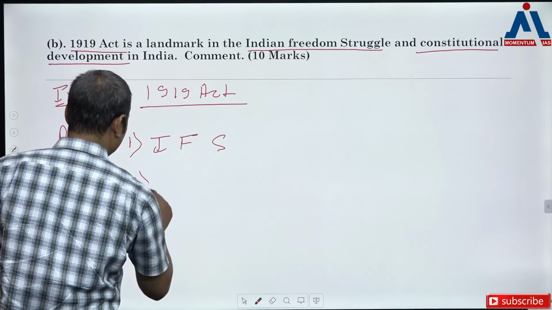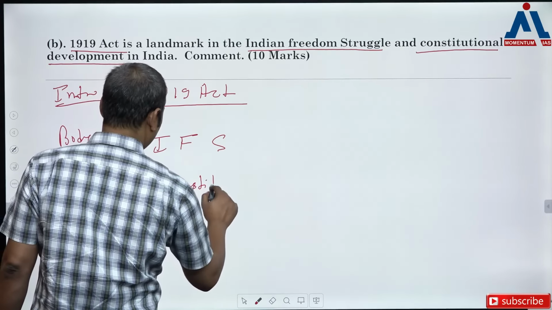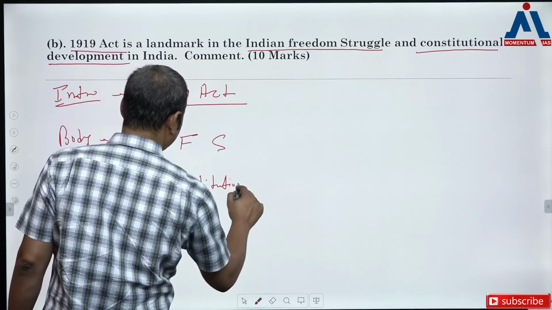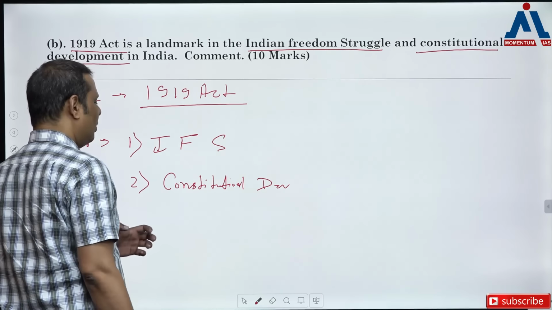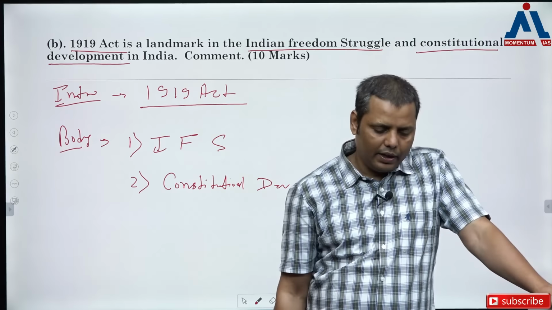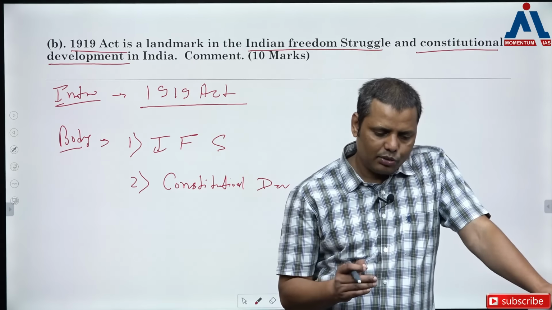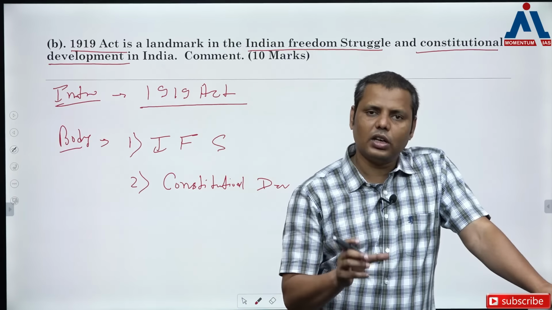Then the second part of the answer is about the constitutional development. Constitutional development in this way: by the 1919 Act, you can find that the provincial administration, the provincial government and the central government were now more structured.